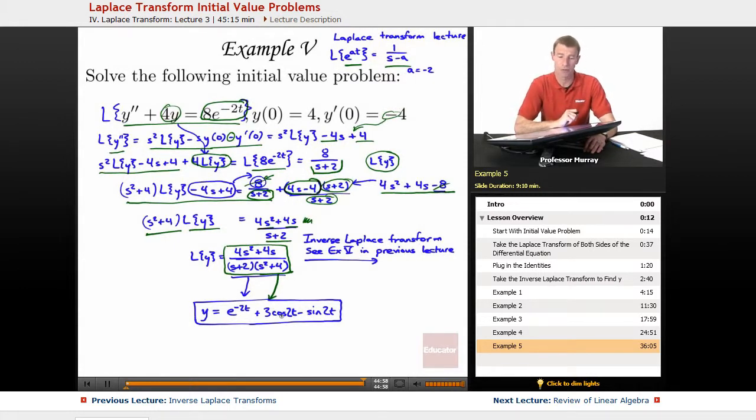So that's the end of our lecture on using Laplace transforms to solve initial value problems. And that's actually the end of this chapter on Laplace transforms.